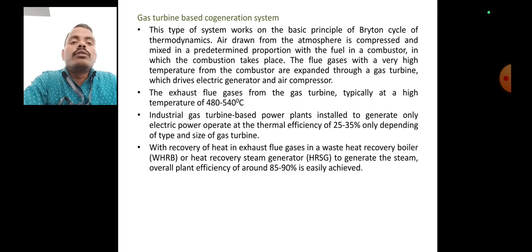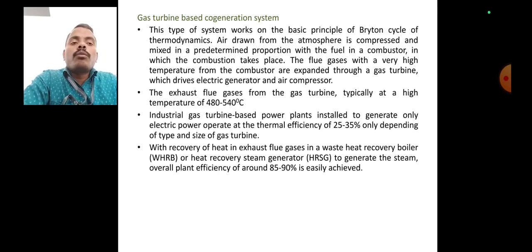Next is the gas turbine based cogeneration system. In a gas turbine, the main heat rejection source is the flue gas. In the flue gas, the temperature is around 480 degrees Celsius to 540 degrees Celsius. We utilize this flue gas heat for process heating, or it is used in the rubber industry and some special kinds of applications. It is a gas turbine based power generation system.